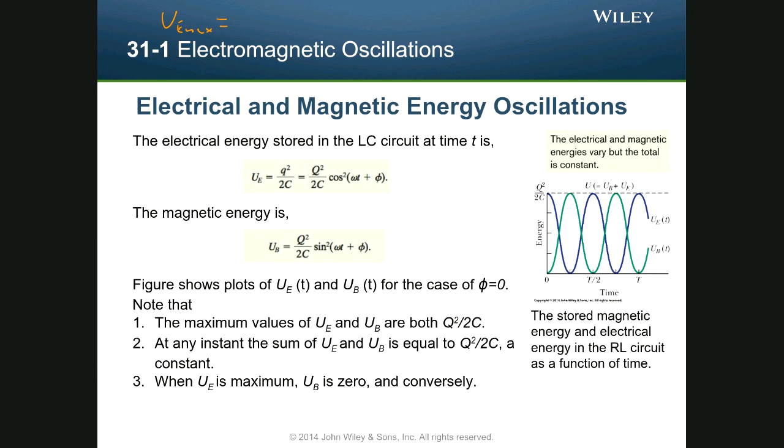right, will equal Q squared over 2C, but we also know that that's the total energy available to the magnetic field. That's by conservation of energy. And that is going to equal UB max. So knowing that, we know that UE plus UB always has to equal the maximum energy, right? Q squared over 2C.